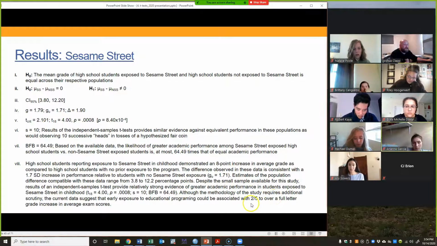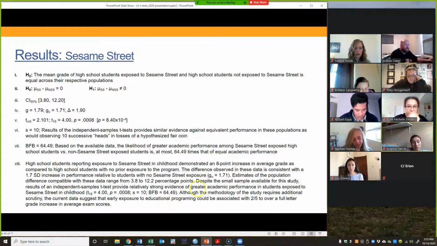So what I would say is, although the methodology of the study requires additional scrutiny, right? Because there's probably other things going on in terms of children who are systematically exposed to educational television as children relative to those who are not; it's probably not completely due to Sesame Street. There's a bunch of other stuff that needs to go on. We've got a small sample. There's a lot of questions we could have about this study, right? But we can say the current data suggests early exposure to educational programming could be associated with 2/5 to over a full letter grade increase in average exam scores, or grades or whatever.